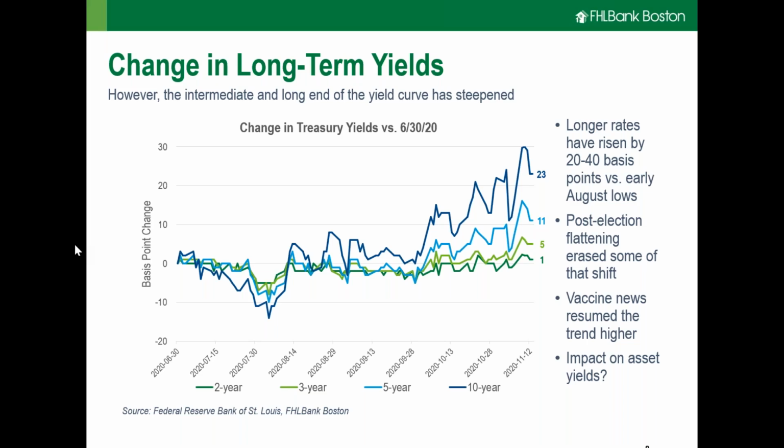So on the other hand, with intermediate and long end rates, we've seen some volatility. The chart displayed here is looking at Treasury yields from June 30th. As you can see, we've seen a steepening here with the 10- and 5-year rising more so than the 2- and 3-year rates. This is largely driven by strong equity market performance, reflation hopes, and a lot of optimism with vaccine news over the last several weeks.